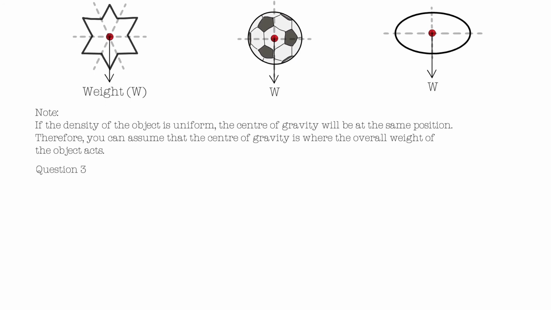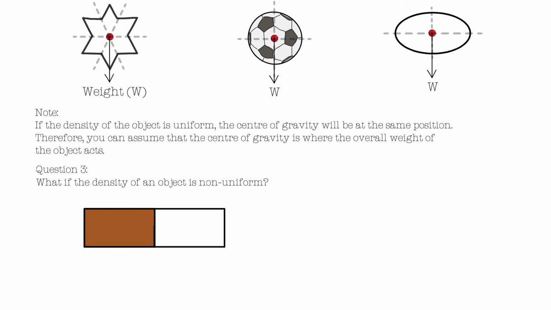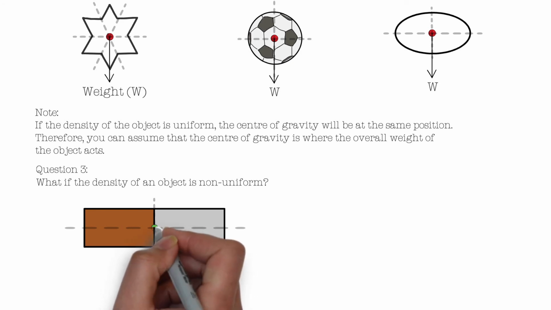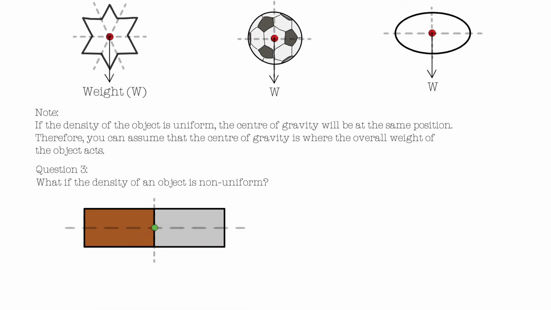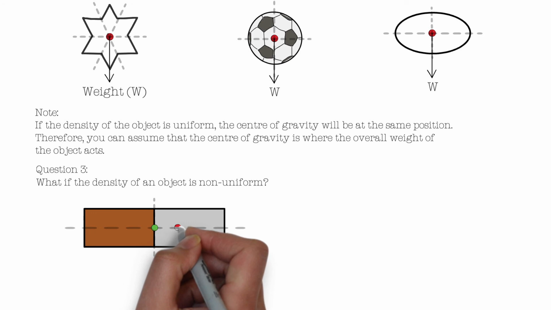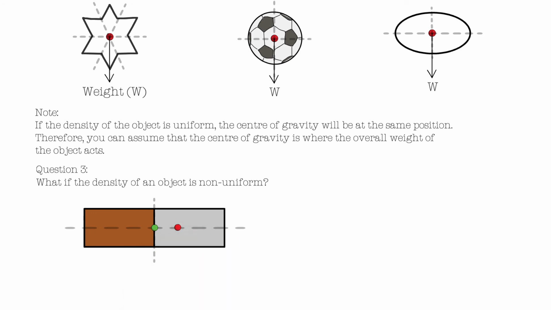Question 3. What if the density of an object is non-uniform? Let's say, for example, we have a piece of wood and a piece of metal. The two blocks are superglued together to form one single block. Normally, if the object was uniform, we would use the intersecting lines of symmetry to find the center of mass. But since the object is non-uniform, the center of mass will shift towards the heavier side, and in this case, it will be towards the metal as it is the heavier of the two materials. We can now mark the weight.